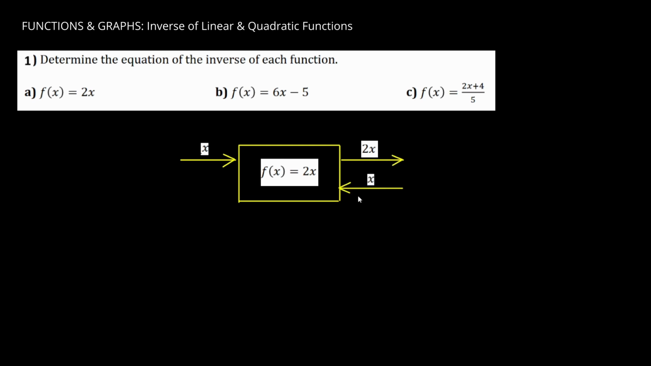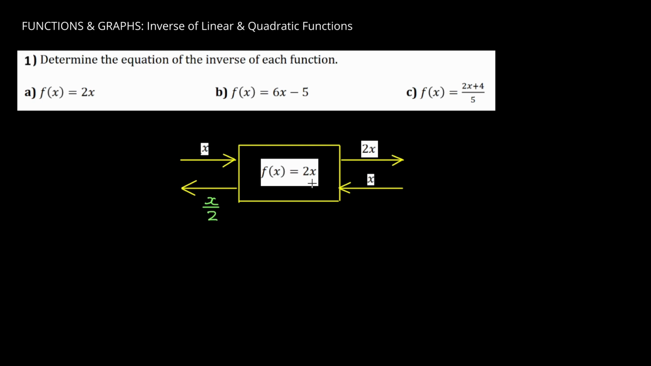When we talk about an inverse, what we're asking is, if we've got this function box here, which is transforming x and doubling it, what would happen if we put x into effectively the wrong side, into the output? What would we get out here? I think you wouldn't be surprised to find out that if we put x into a box which multiplies by 2, put it in the wrong way, we would get x over 2 here.